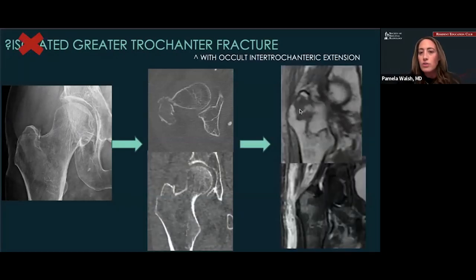And let's look at this MRI. So here's our T1 and our fluid sensitive sequence, and we see this hypointense line going all the way across the intertrochanteric region to the lesser trochanter. So this is a greater trochanteric fracture with occult intertrochanteric extension. So even though this is a non-displaced intertroch fracture, we still have to address it.